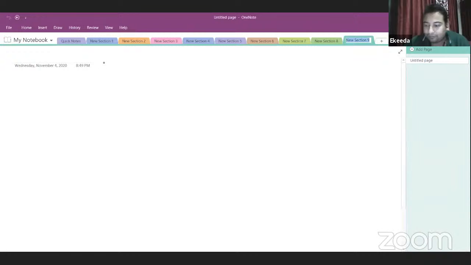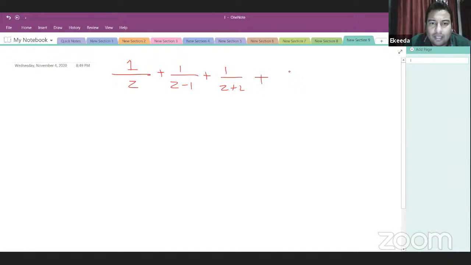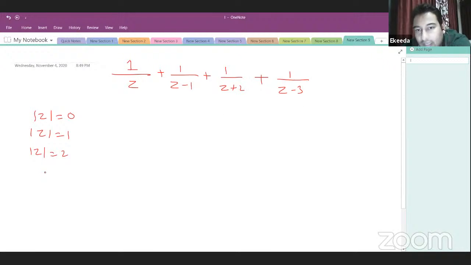See here, suppose in the denominator you have z, z minus 1, z plus 2, and z minus 3. Now please tell me from this particular example, what will be the poles? First is mod z equal to 0. From this we got mod z equal to 0. What about this? This is z equal to 1, that is mod z equal to 1. This is z equal to minus 2, but we always take the mod, so that is positive. That is mod z equal to 2. And from this is mod z equal to 3.